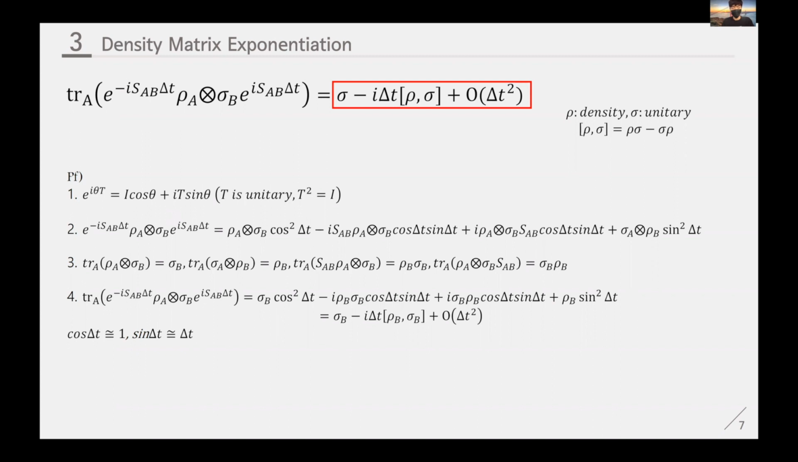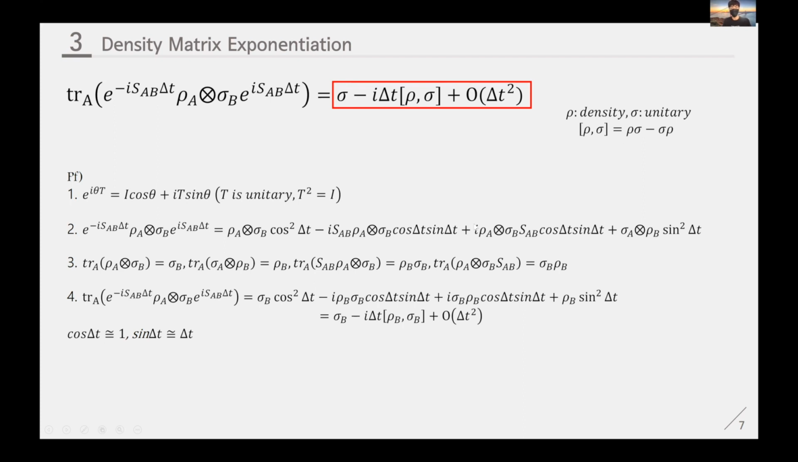Then, as I said, we will take a partial trace of it. For each matrix with a tensor product, the partial trace is written in number three. We can say the partial trace of each tensor product is like this. So if we apply the number three expression into number two by taking a partial trace, we can get number four. And finally, we approximate that cosine delta t is 1 and sine delta t is delta t. Then we get the right expression, aka the expression which is in the red box.